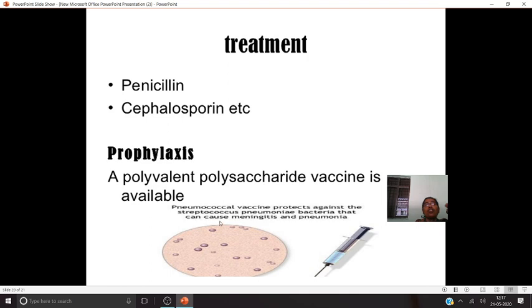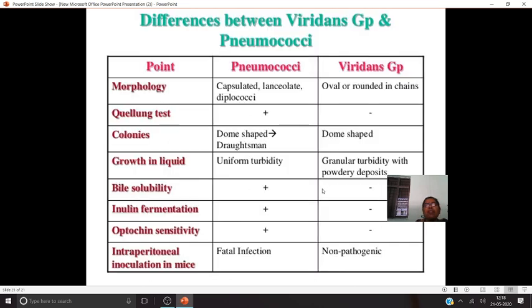What is the treatment for pneumococcal infection? Penicillin is very important. Cephalosporin is a very important treatment. Prophylactically we can give the vaccination. A polyvalent polysaccharide vaccine is available, and we can give it against the pneumococcal infections. It is also very common for causing the problems meningitis and pneumonia. So you can prevent pneumonia and meningitis prophylactically by giving the polyvalent polysaccharide vaccine.